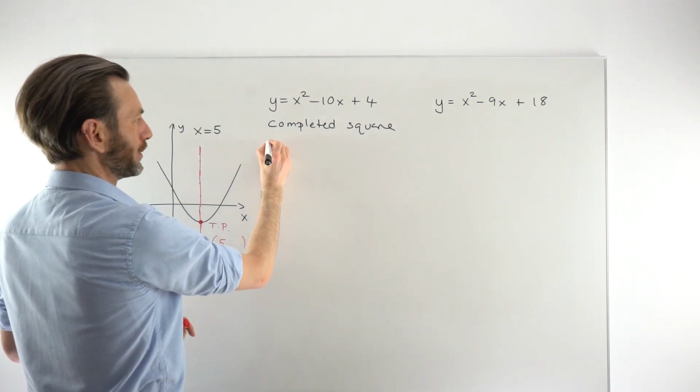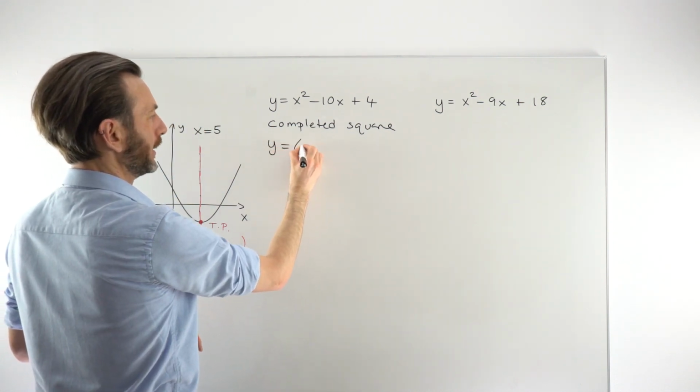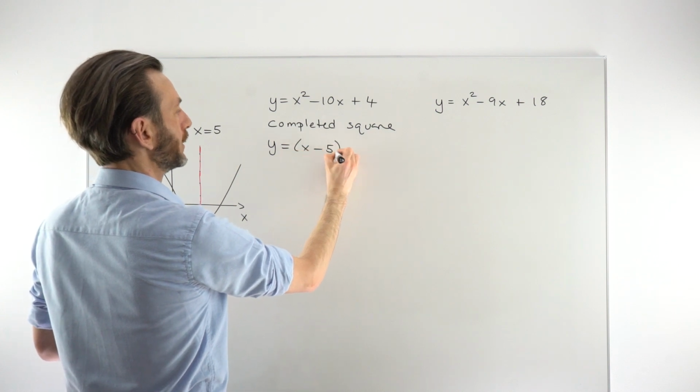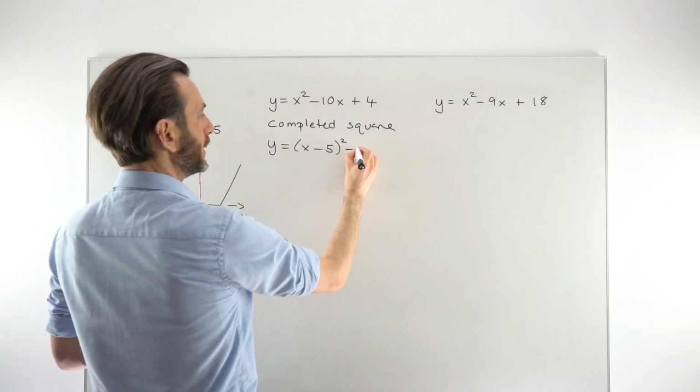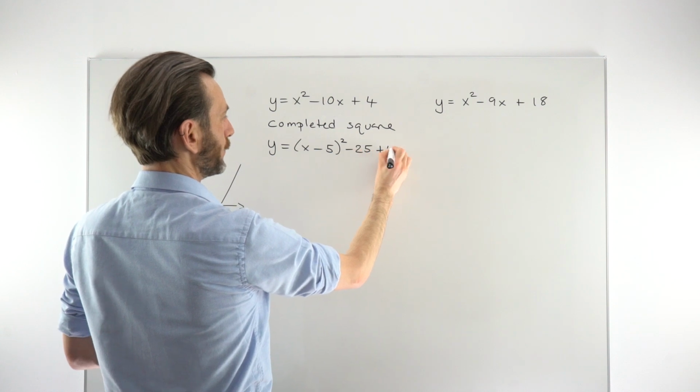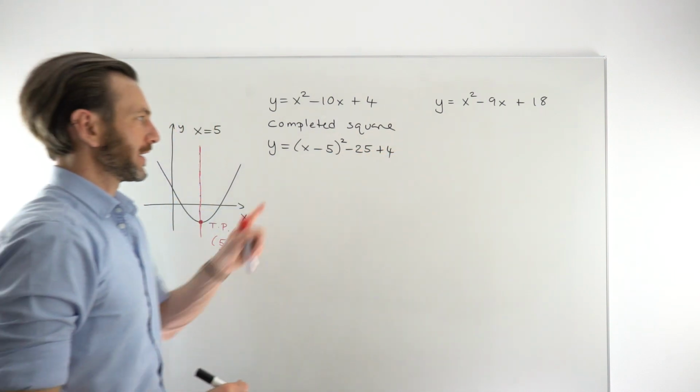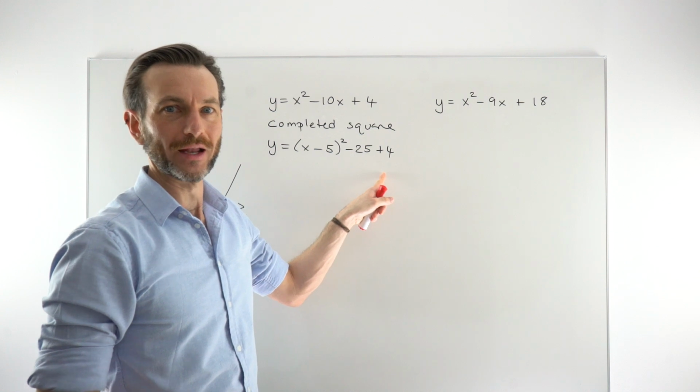So writing my trinomial in completed square form, it would look like (x - 5) all squared minus 25 plus 4. If that's just sheer craziness to you, then don't worry about it.